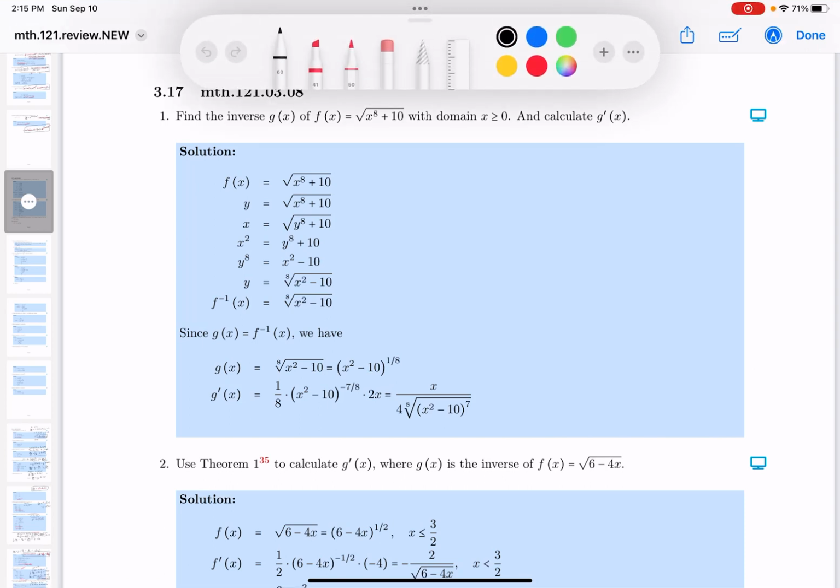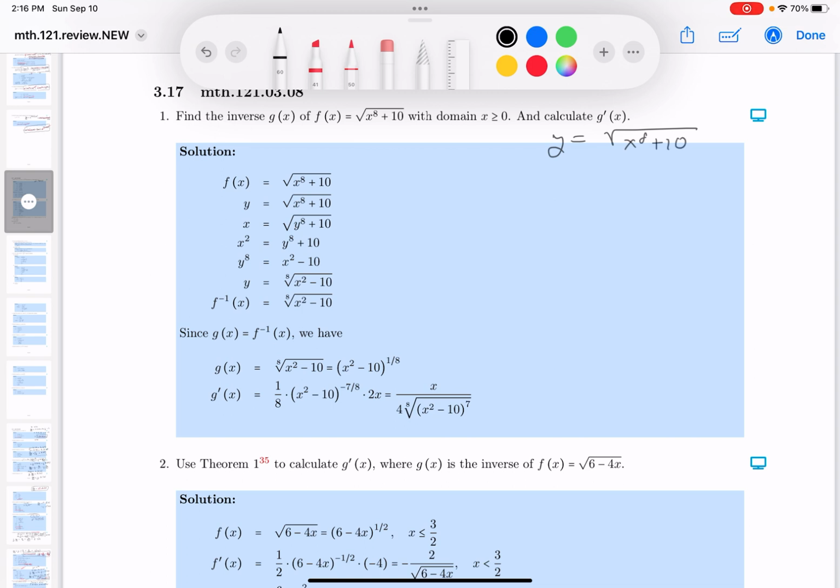Okay, number one, find the inverse of g. Find the inverse g of the function f. So let's write this down and just sort of review what you did in Math 119. Now they tell me the domain of this thing is greater than or equal to 0. Let's take a look. And it's invertible in that region. So I'll write this one down, y equals the 8th root of x squared plus 10.